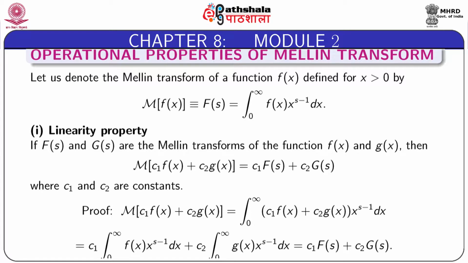Proof is very simple. We start with the Mellin transform of C1 f(x) plus C2 g(x), which is equal to the integral from 0 to infinity of C1 f(x) plus C2 g(x) times x to the power s minus 1 dx, which is equal to C1 integral 0 to infinity f(x) x to the power s minus 1 dx plus C2 times integral 0 to infinity g(x) x to the power s minus 1 dx, which is equal to C1 capital F(s) plus C2 capital G(s). Hence, the linearity property is proved.